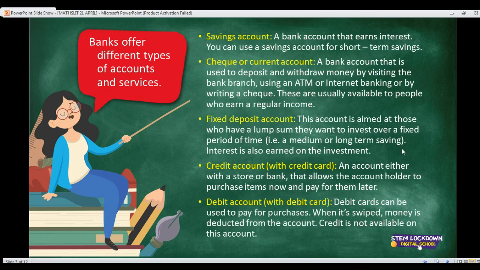Then we've got the debit account. A debit account, debit cards can be used to pay for purchases. When it's swiped, money is deducted from the account. Credit is not available on this account. So with a debit card, you don't have credit. You won't be able to spend money you don't have yet in your account, and you can't pay it back later. With a debit card or debit account, you pay using the money you have at your disposal.